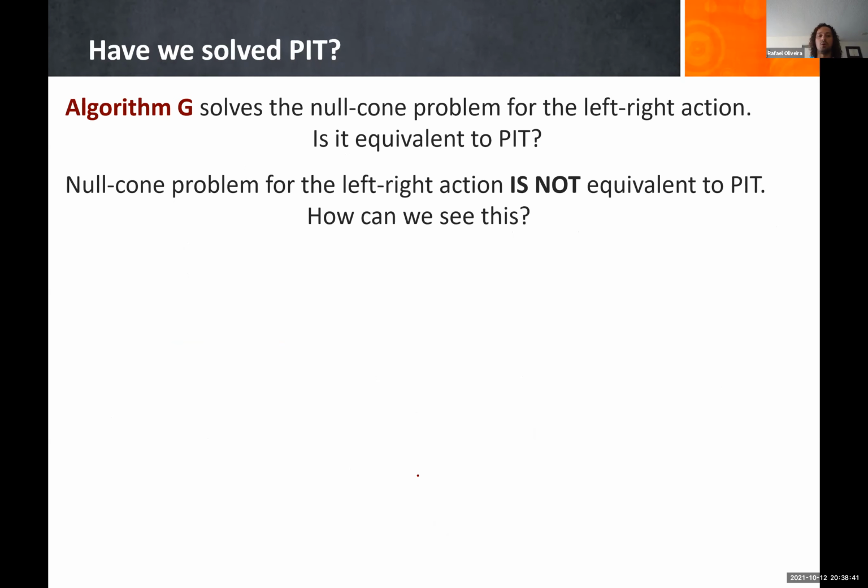All right, but before we talk about this epsilon, let's just talk about, have we solved PIT? And you should already be thinking, no, of course not. Otherwise, what would we be talking about here? We'd just be celebrating and partying. So sure, the algorithm solves the null cone problem for the left-right action. We're going to talk about that soon. But is this equivalent to PIT? And the answer is no. How can we see this? Well, we can see this by looking at our super cool example.